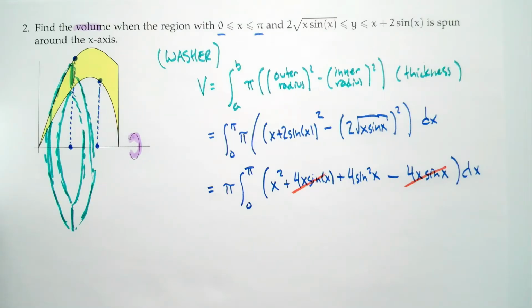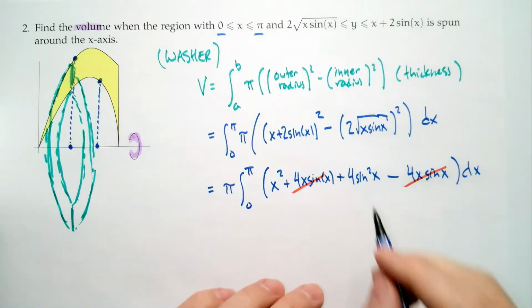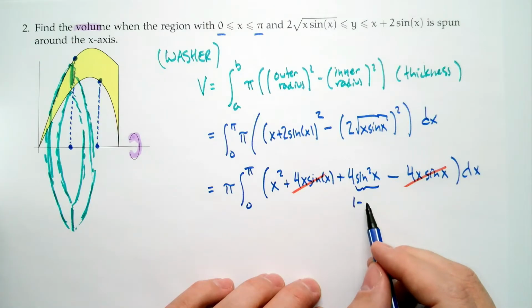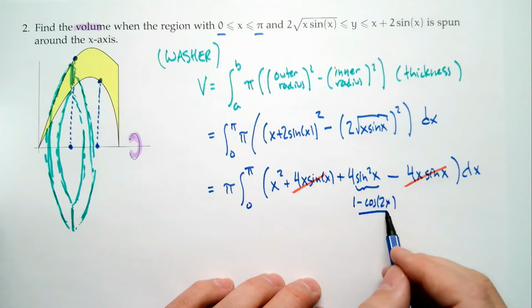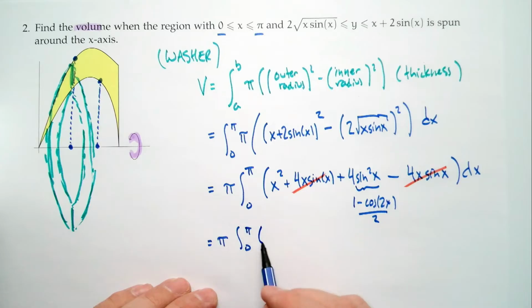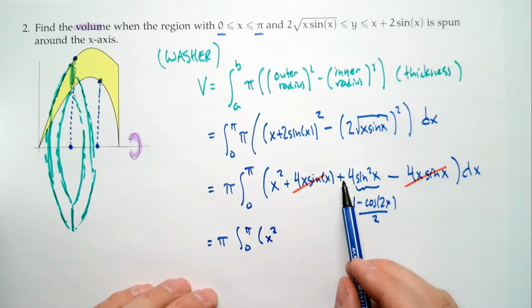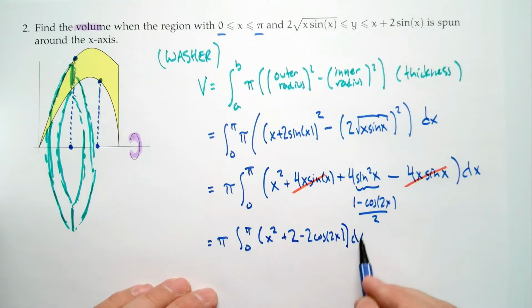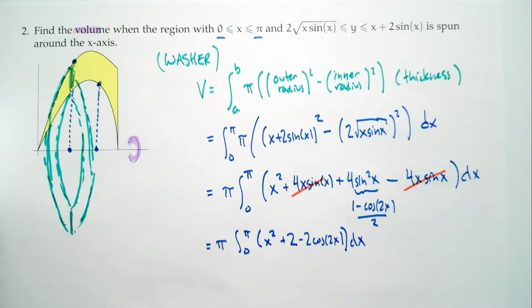Yeah, power reduction. And you need to know your basic trig identities, especially because we did a lot of stuff with polar coordinates at the end. So power reduction, you need to know that one. So what does sine squared of x become? 1 minus cosine 2x over 2. So let me write this up one more time, and then we'll do the integral. Pi, integral 0 to pi. We have the x squared. Then we have the 4 times a half makes it 2. So plus 2 minus 2 cosine 2x. So that's our integral. And none of that is particularly hard, I hope.